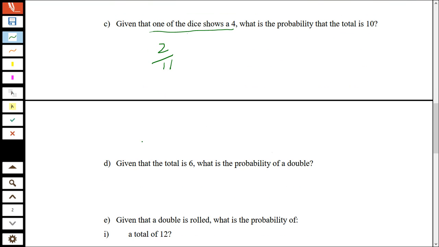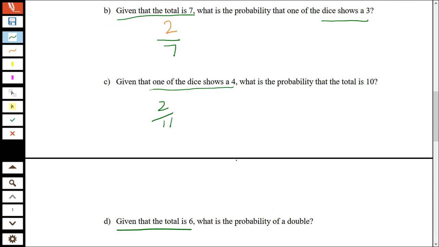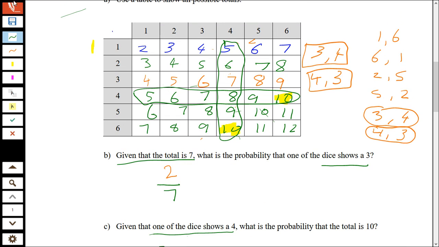Now, second question, or part D, should I say, given that the total is 6, what is the probability of a double? So the condition is the total is a 6. So we've got to find all the 6s in here. So let's just delete all the previous markings.